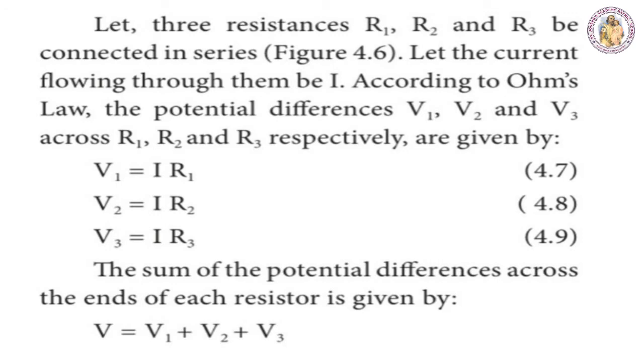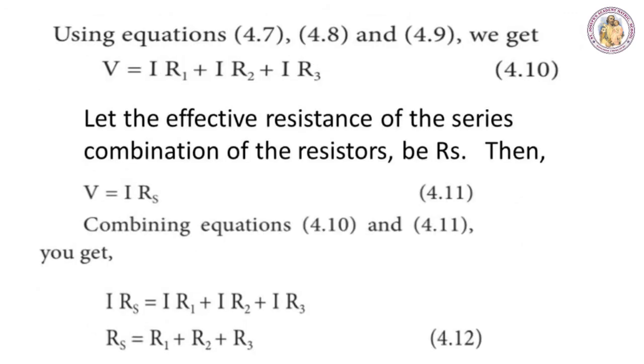Why? Because there are three resistors connected in series. So let's take the first one, second one and third one. The sum of the potential differences across the ends of each resistor is given by, when you add the potential differences, V is equal to V1 plus V2 plus V3. Using equations 4.7, 4.8 and 4.9, we get V is equal to IR1 plus IR2 plus IR3. This one we will call 4.10.